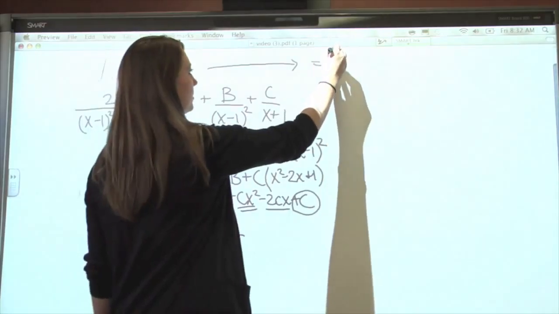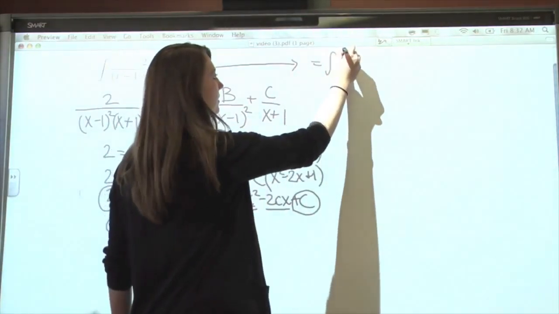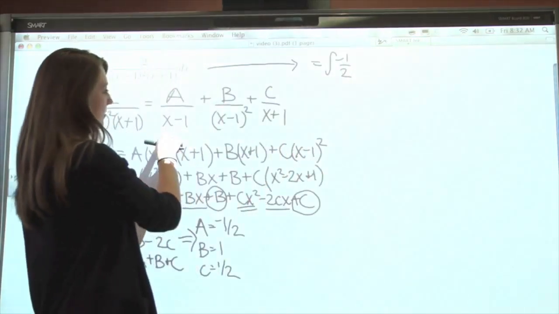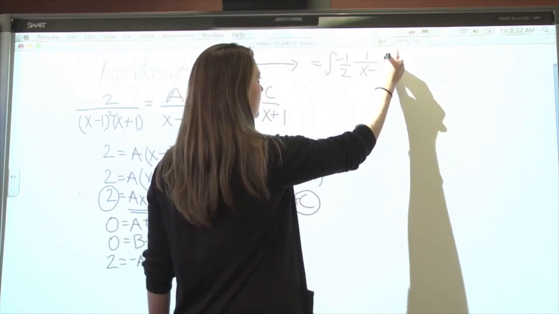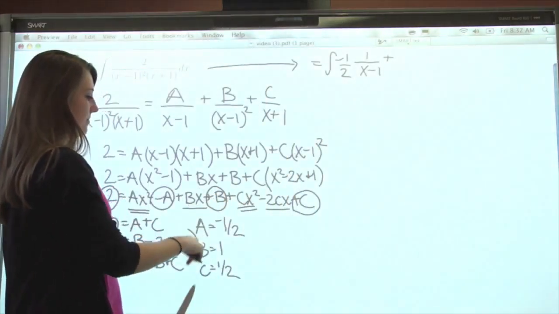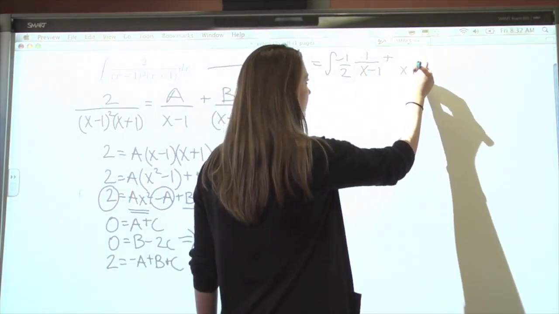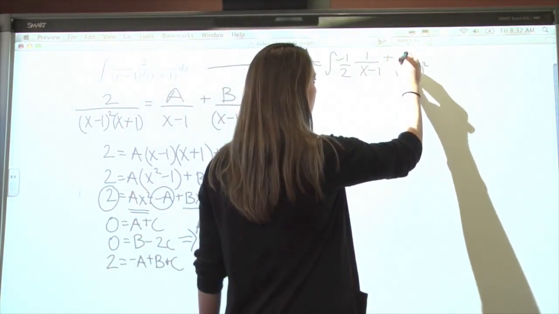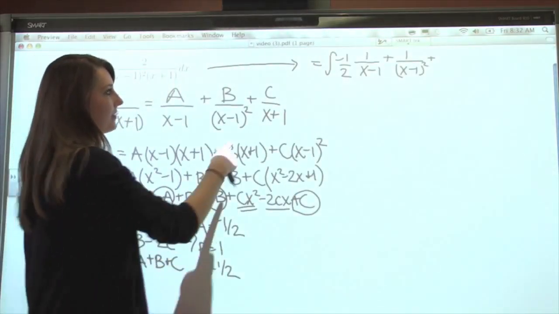So we'll have the integral of a is negative 1/2, so x minus 1. Plus our b term, it was 1, so it's just 1 over x minus 1 squared. Plus our c term, which is 1/2 of this.